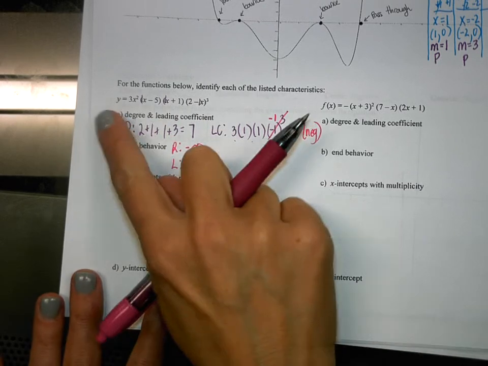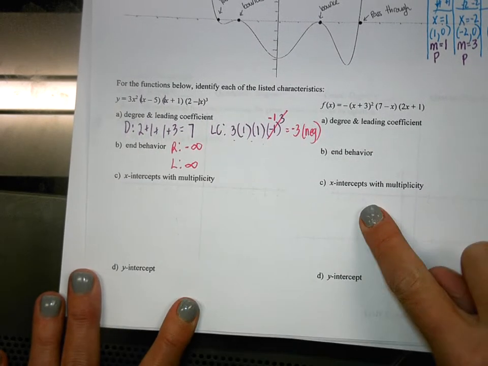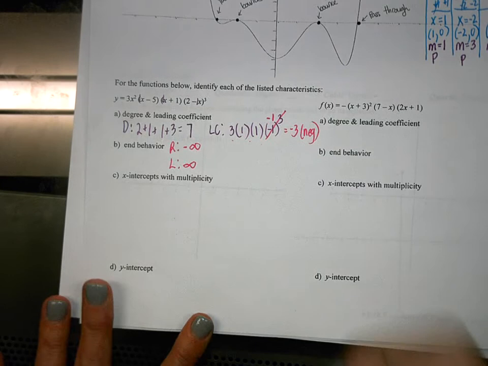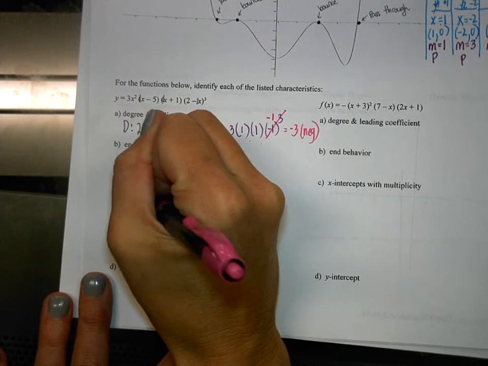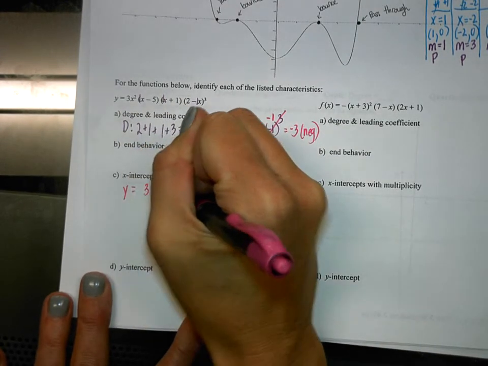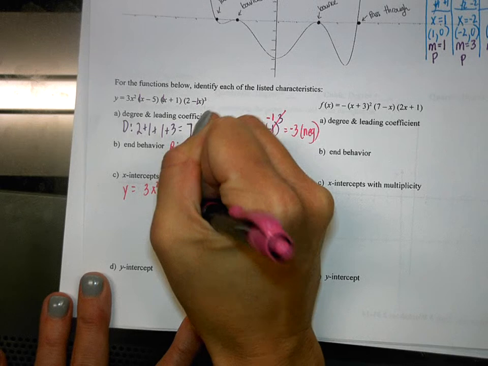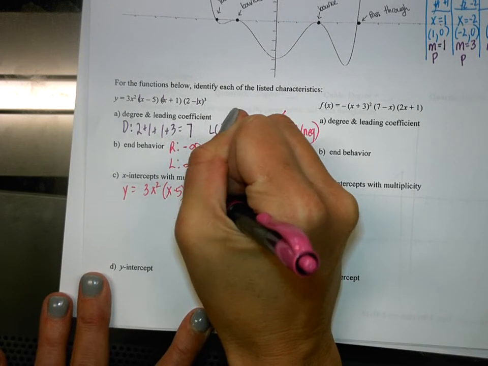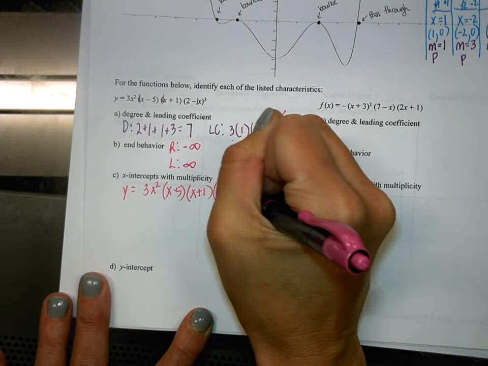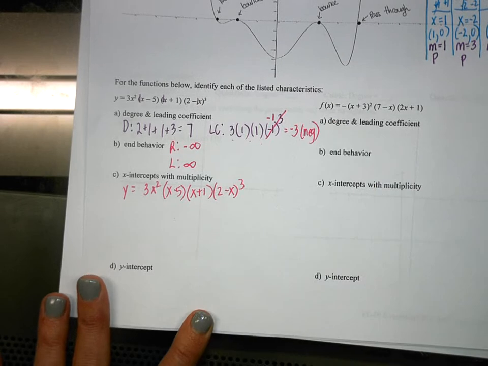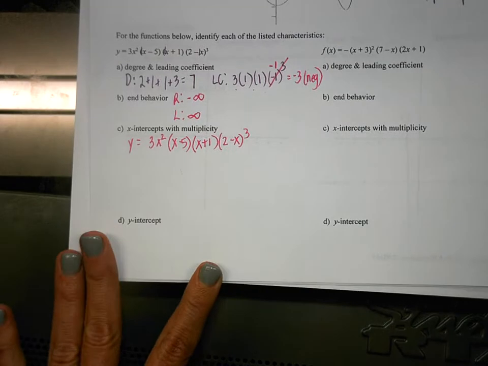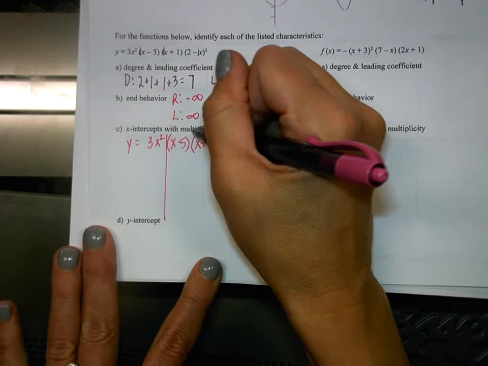So I'm going to rewrite my equation right here so I can draw my lines and do each of my factors. So I have y equals 3x squared, parentheses, x minus 5, parentheses, x plus 1, parentheses, 2 minus x cubed. Okay, I'm going to draw my line down for each of these.